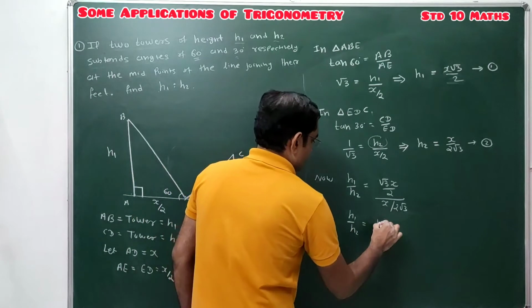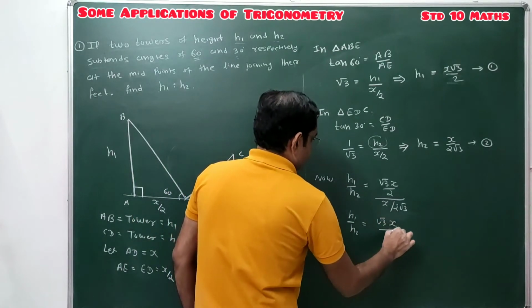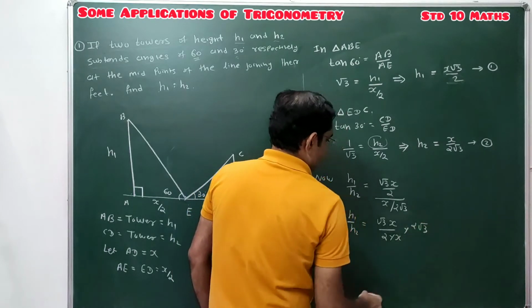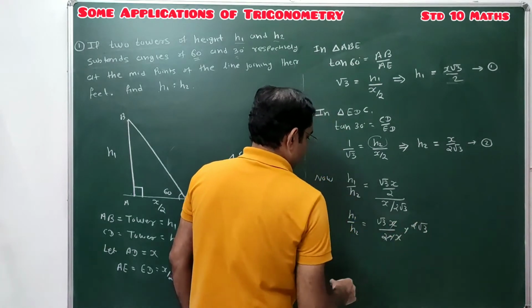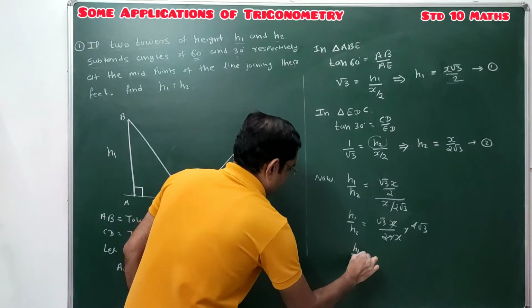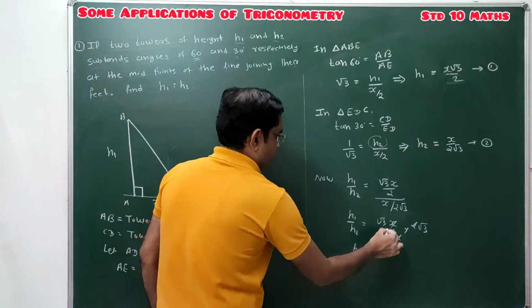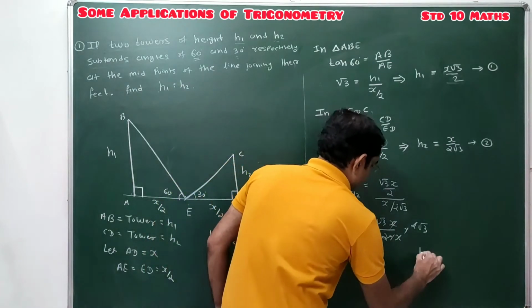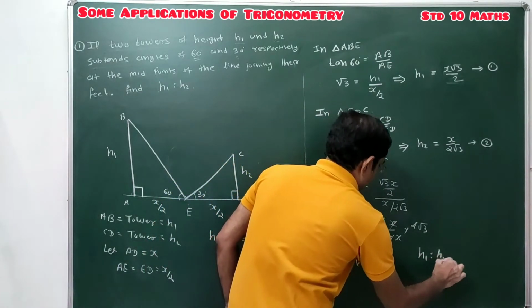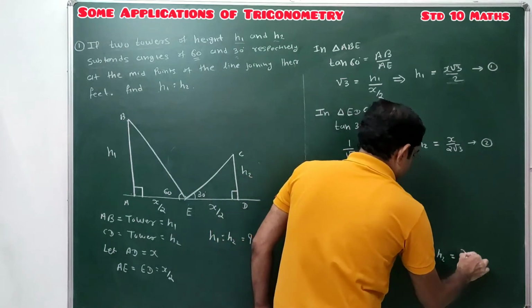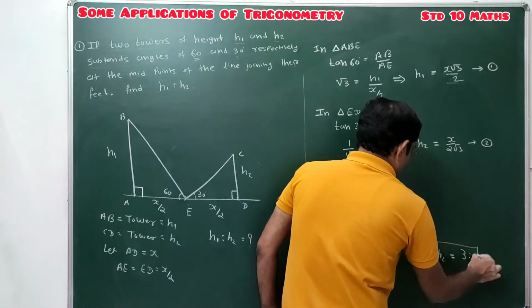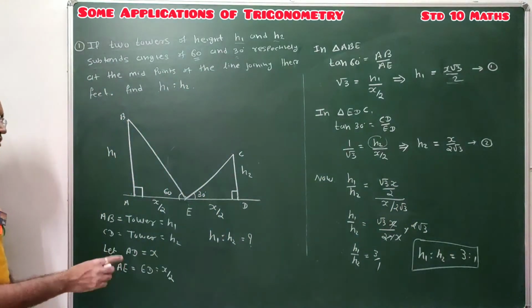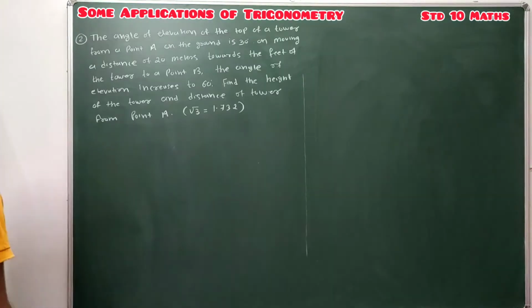So this will be root 3x upon 2 into x into 2 root 3. X cut, 2 cut. So therefore H1 upon H2 equals root 3 into root 3, 3 upon 1. So the ratio H1 ratio H2 equals 3 ratio 1 is the answer. Clear, students? Pause the video and note it down.